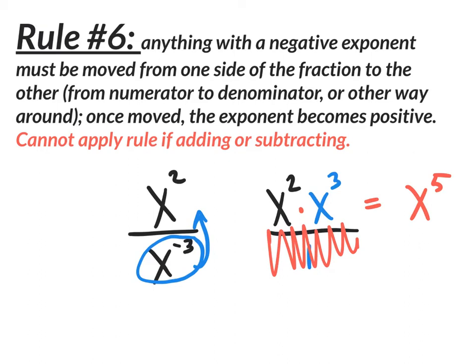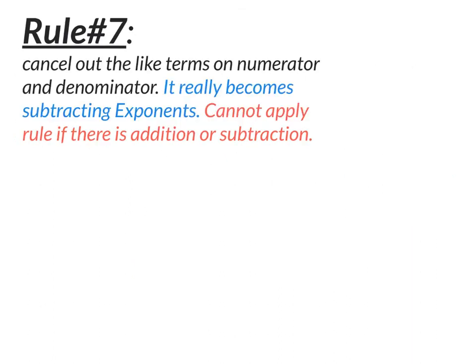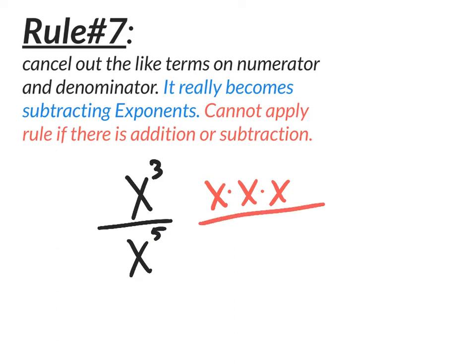So let's move on to Rule 7. Copy it down, please. On this one, the answer will be 1 over x squared. Now here's the actual explanation. X to the third is really x times x times x, and it's over x to the fifth, which is x times x times x times x times x. We're not going to be doing this all the time. This is just to show you how the rule actually works.